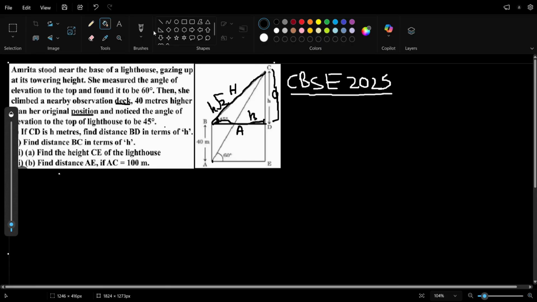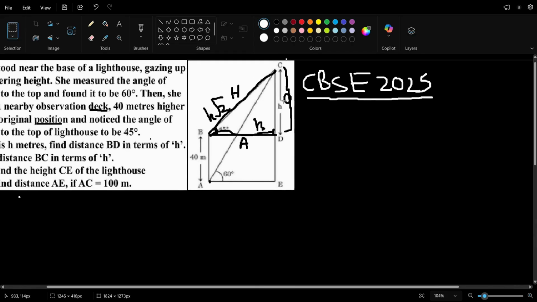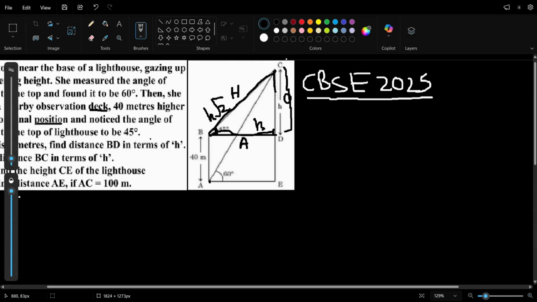Okay. Now same thing. Look at the third question now. Find the height CE. So what is CE? CE of the lighthouse. CA is the total, like this big line. Now how do you find that now? How do you find this big CE? Okay, look at the question.